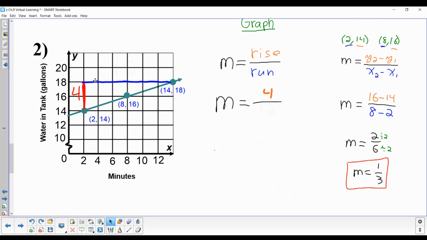The run goes all the way to the right. Now, if I just count, it's 1, 2, 3, 4, 5, 6. But I need to look at the numbers. It's starting at 2, ending at 14. The lines are counting by 2. So the run is actually... sorry, I didn't count by 2. The run is actually 2, 4, 6, 8, 10, 12. So I put the 12 in as my run.